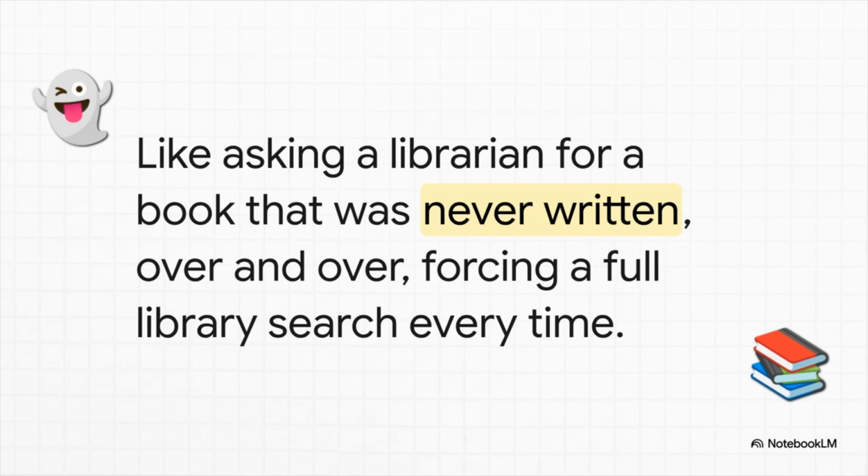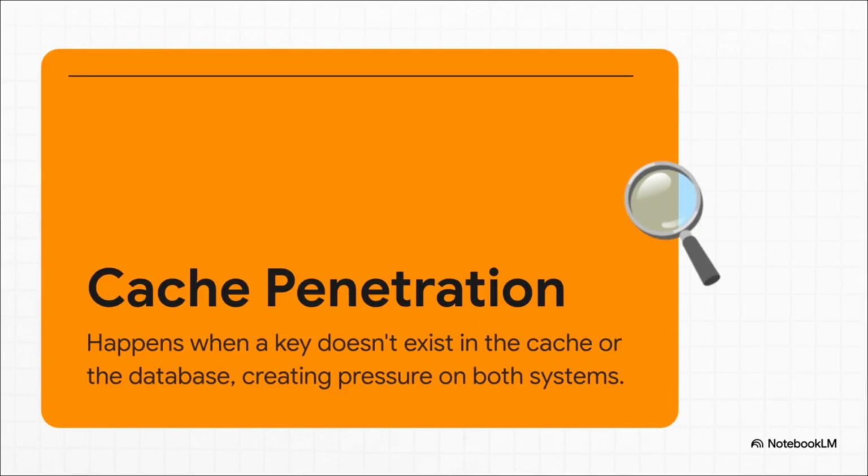Yeah, this librarian analogy is perfect. Imagine you keep asking the librarian for a book that was never published. The first time she searches the whole library, the second time she does it again, and again. It's a total waste of her time. It's the same for your system. A request comes in for a bogus user ID. The cache says, nope, not here, so it goes to the database. The database does a full search, finds nothing, and says, sorry, doesn't exist. And then another request for the exact same bogus ID comes in, and the whole pointless, resource-intensive cycle starts all over. So the key here is that the data doesn't exist in the cache or the database.